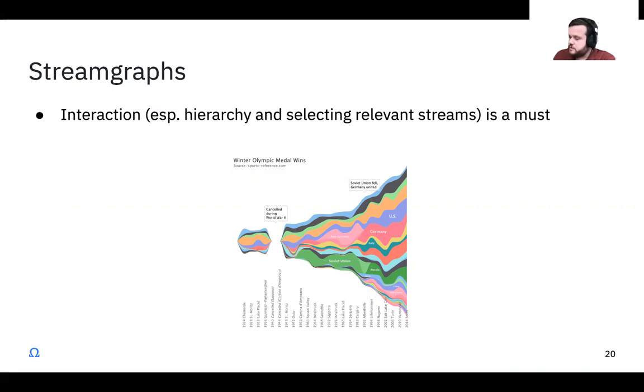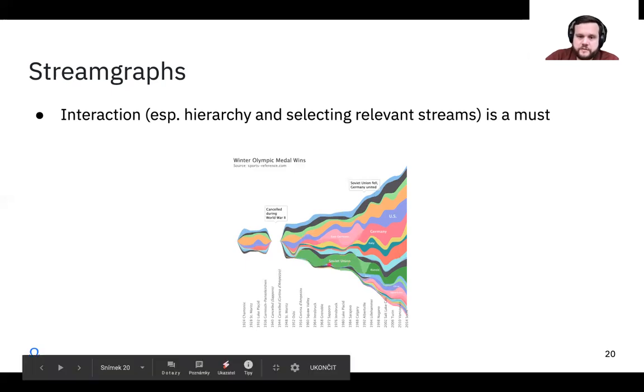Let's see. All right, thanks. Then Ahmed asked, so stream graphs are more about relative weights rather than absolute values. Correct. Yes. So it's all about being able to compare things to each other.